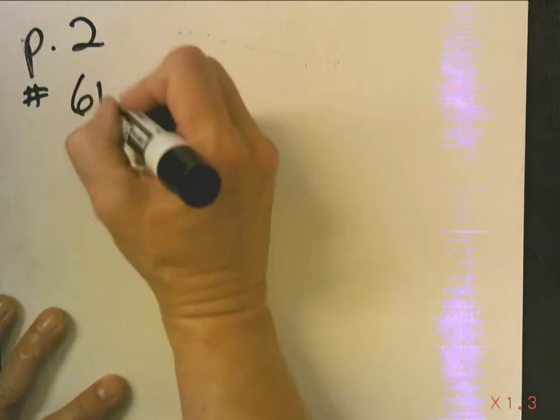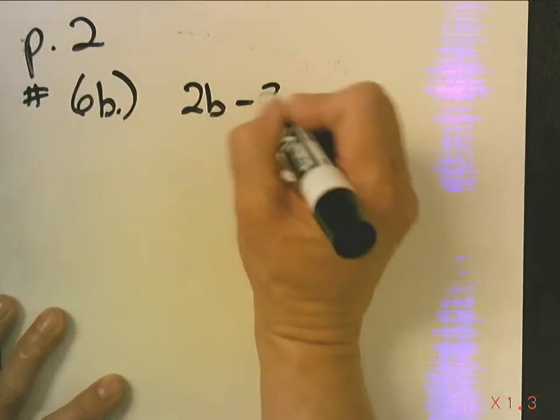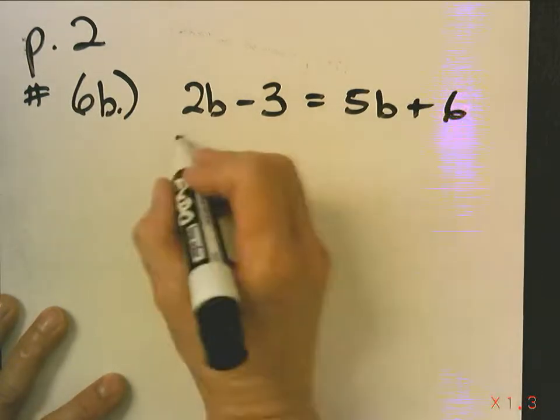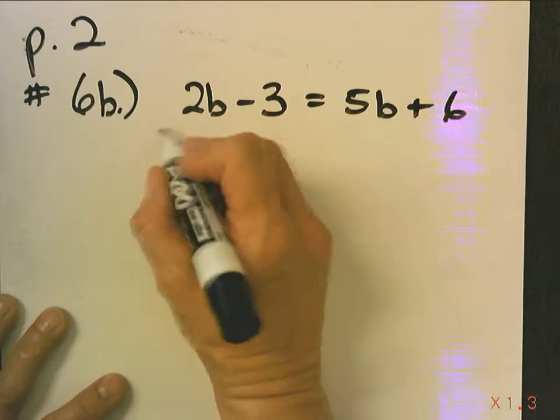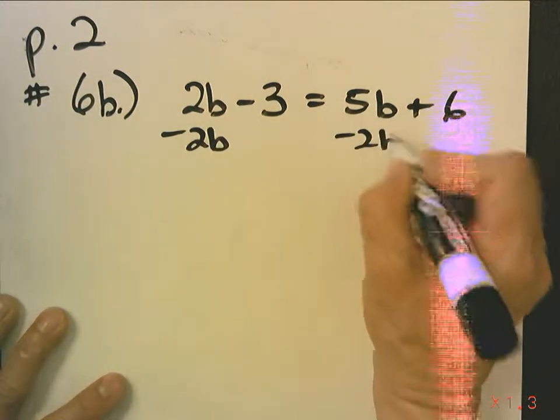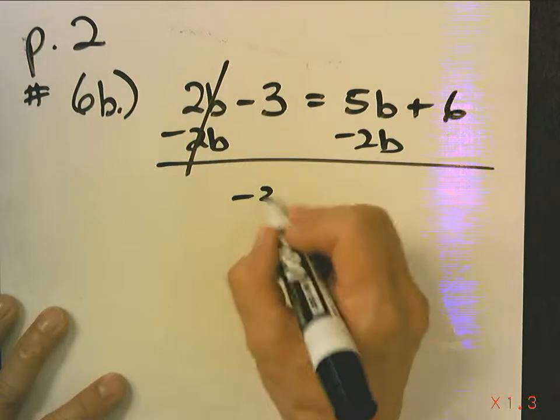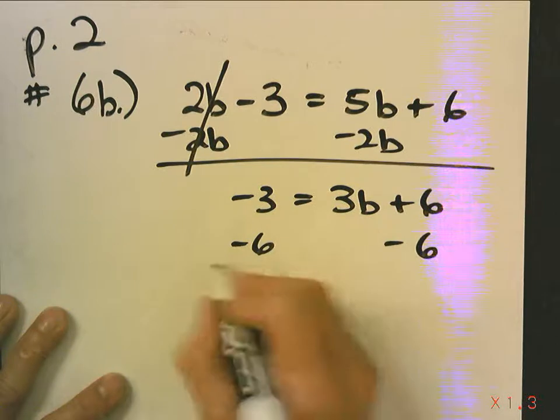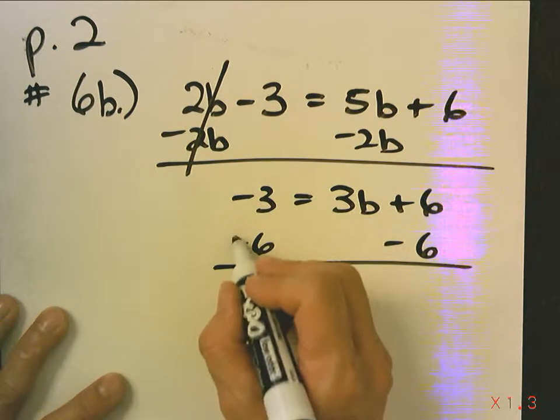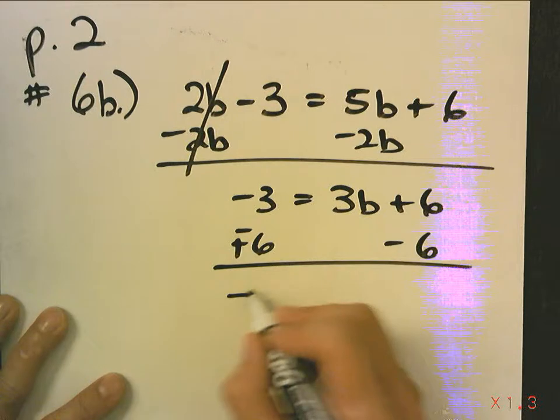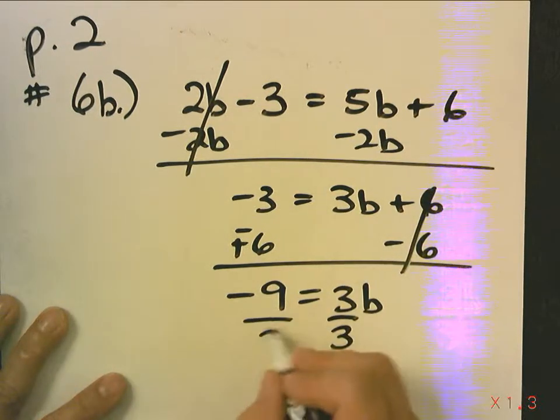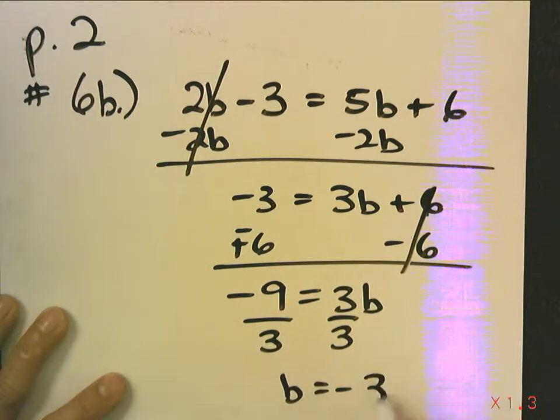Okay, now, let's look at 6B. 2B minus 3 equals 5B plus 6. Again, I see a variable on both sides. I don't want a variable on both sides. So I'm going to subtract 2B from both sides. This cancels out. I get 3B plus 6 here. I subtract 6 from both sides. Negative 3 minus 6 is the same as negative 3 plus negative 6, which is negative 9, equals 3B. Divide by 3, divide by 3, B equals negative 3.